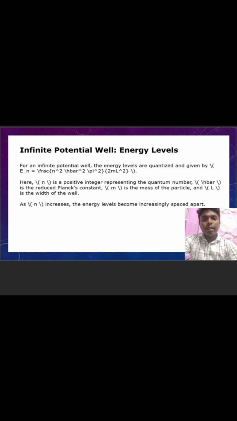And then the infinite potential well energy levels. For an infinite potential well, the energy levels are quantized and given by the equation here, where n is a positive integer representing the quantum number, h bar is the reduced Planck's constant, m is the mass of the particle, and L is the width of the well. As n increases, the energy levels become increasingly spaced apart.